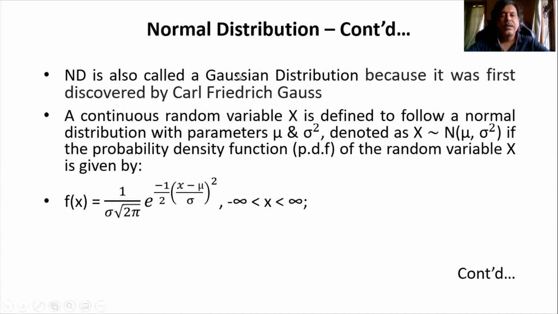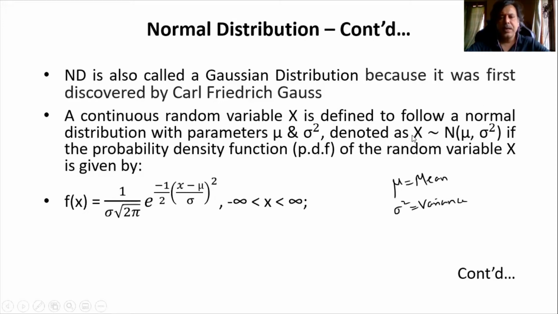It is also called the Gaussian distribution because it was first discovered by Carl Friedrich Gauss. He first started discovering this and used it. So how will the probability density function look if any random variable capital X is supposed to follow a normal distribution, with parameters mu and sigma square as mean and variance? This mu is your mean, and sigma square is variance.